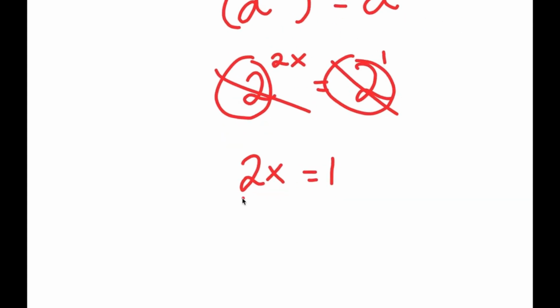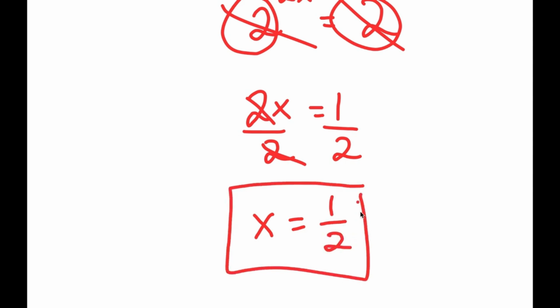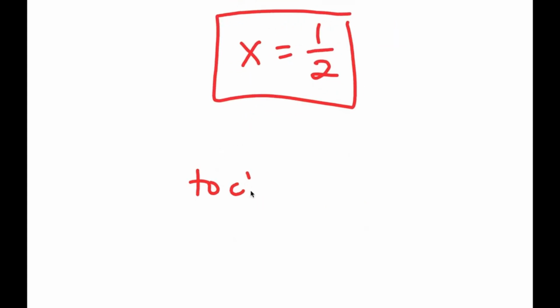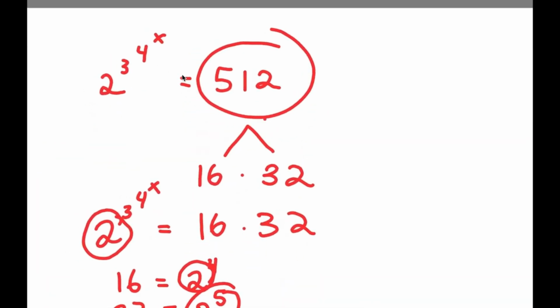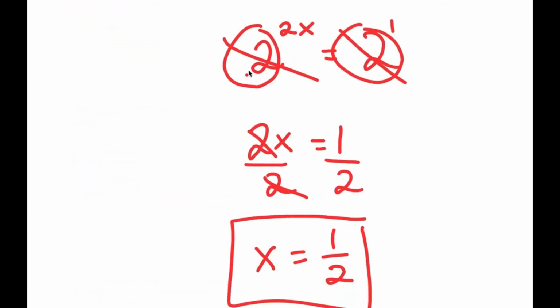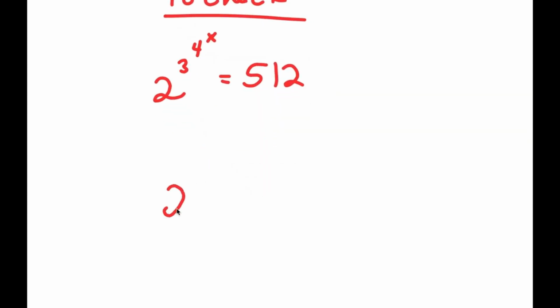And now, if I divide both sides by 2, these two cancel out, and I get x is equal to 1/2. So now, to check, my original equation was 2 to the power of 3 to the power of 4 to the power of x is equal to 512. So I have 2 to the power of 3 to the power of 4 to the power of x is equal to 512, and we said that x is equal to 1/2. So I have 2 to the power of 3 to the power of 4 to the power of 1/2 is equal to 512.